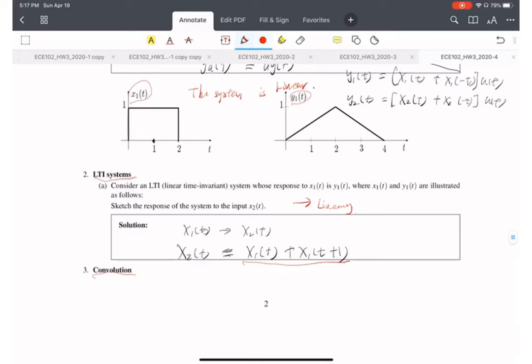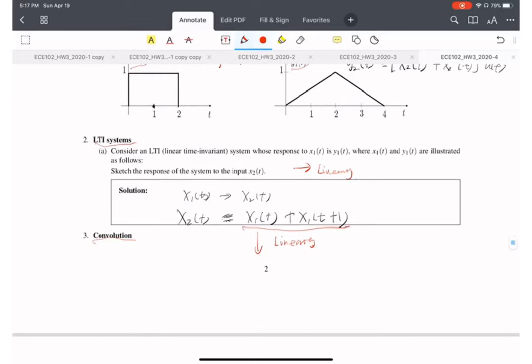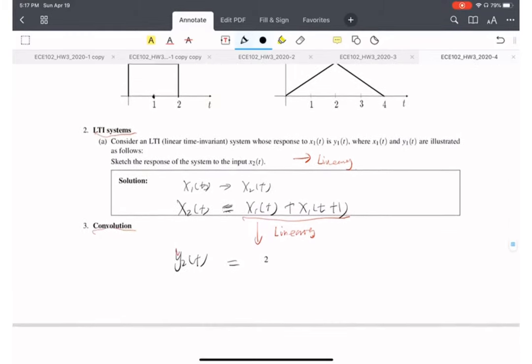So then we can apply the linearity here. Linearity means that y2(t) will also be the response of the addition of y1(t) plus y1(t plus 1).